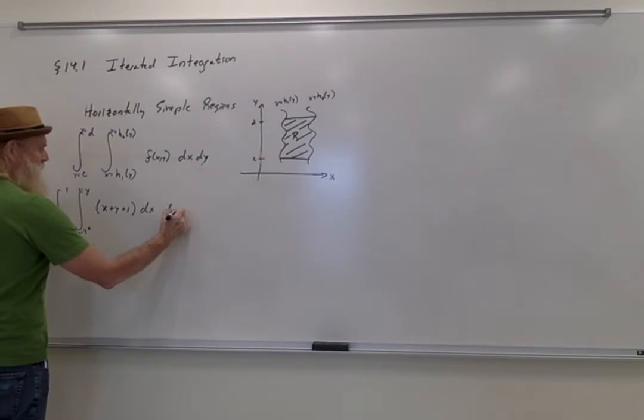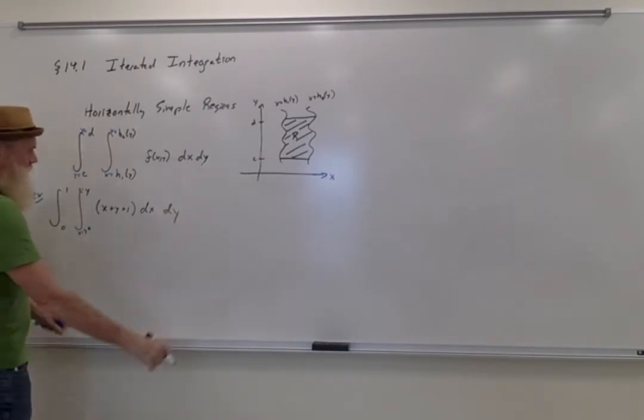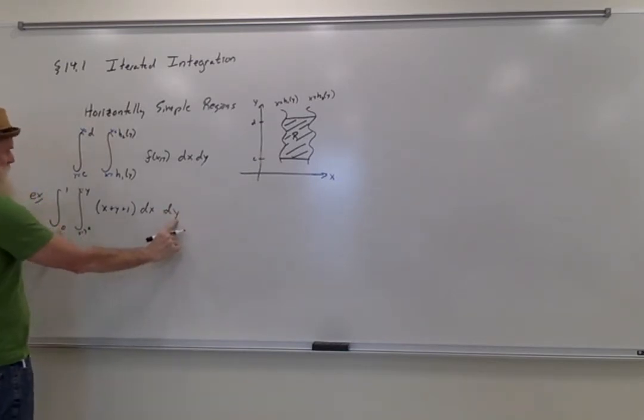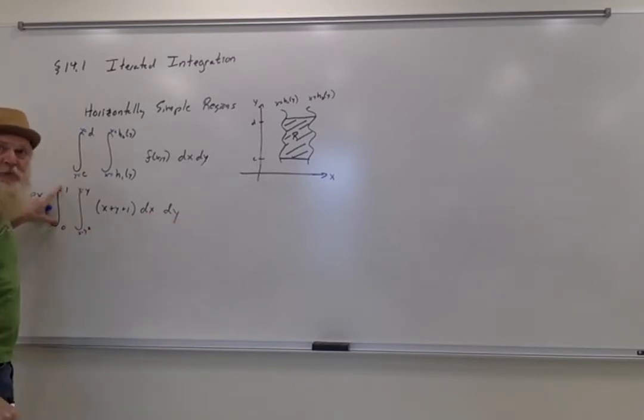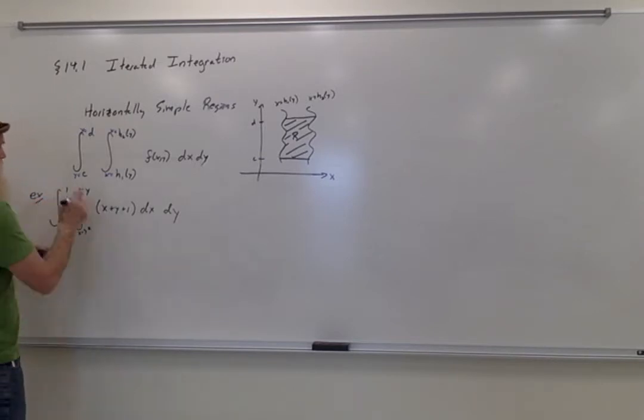And the outside bounds have to be y. So in this order, y is on the outside. The inside bound can depend on the variable that's further out. So the x bounds may contain y's in them, but the y bounds have got to be numbers, because I want to have a number as my answer.